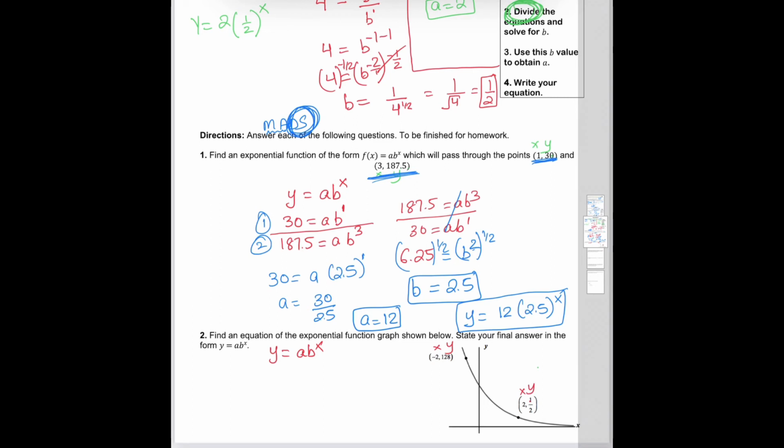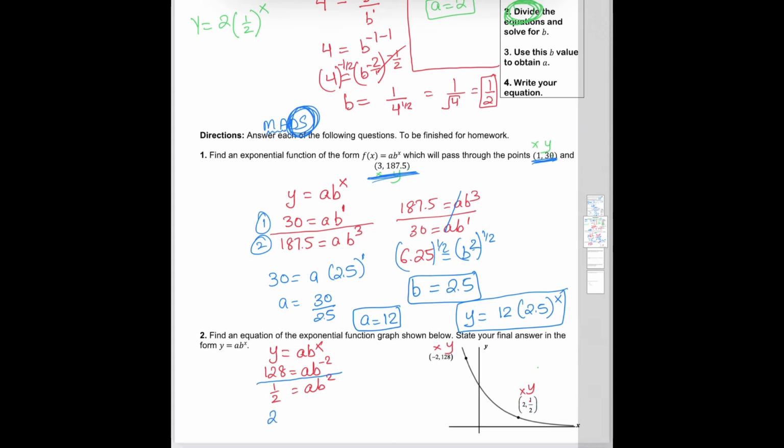So this is your x, that's your y. So I'm going to write 128 equals ab to the negative 2, and then I'm going to write 1/2 equals ab to the second. And which operation? I divide the two equations.